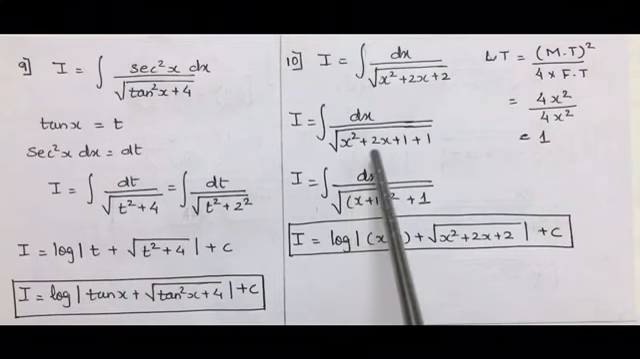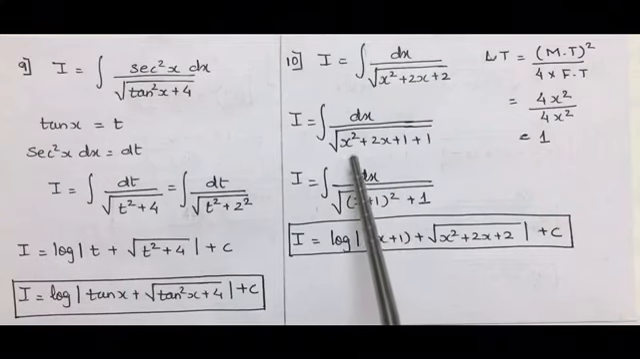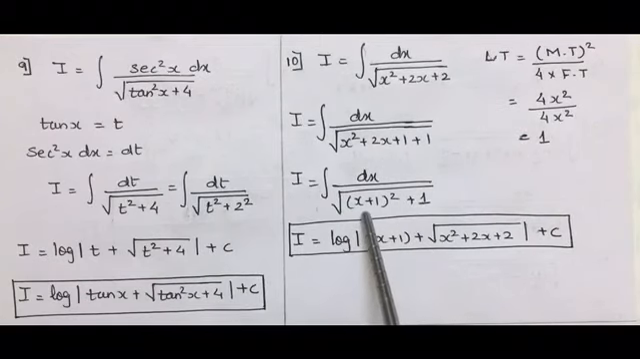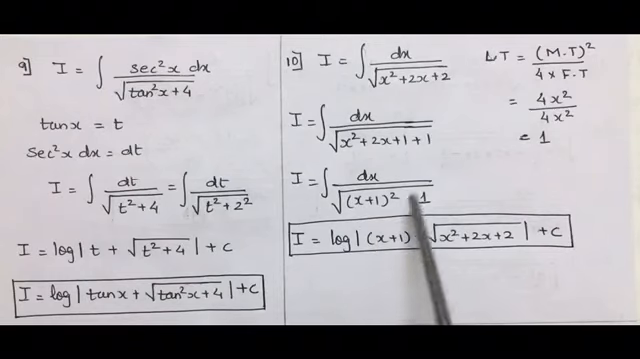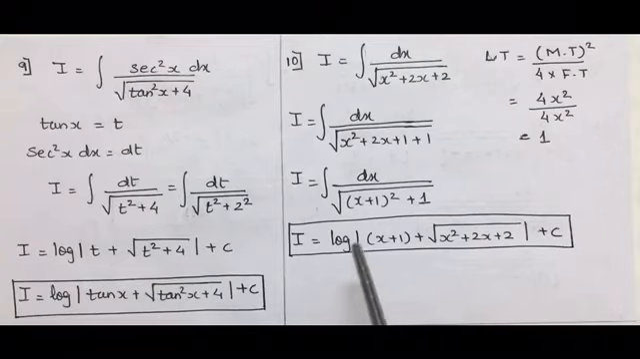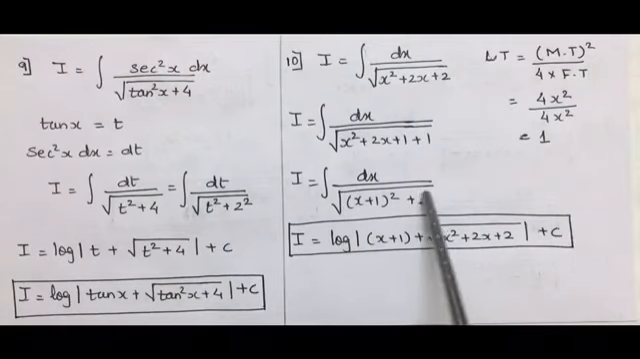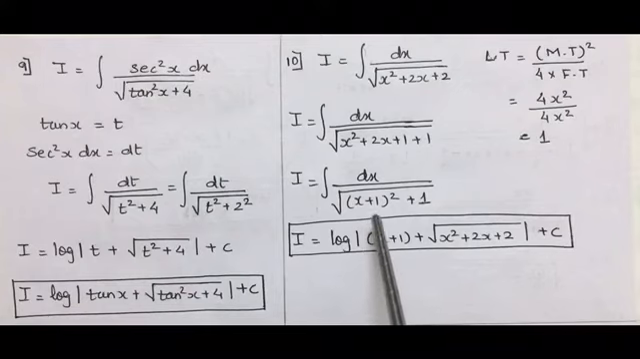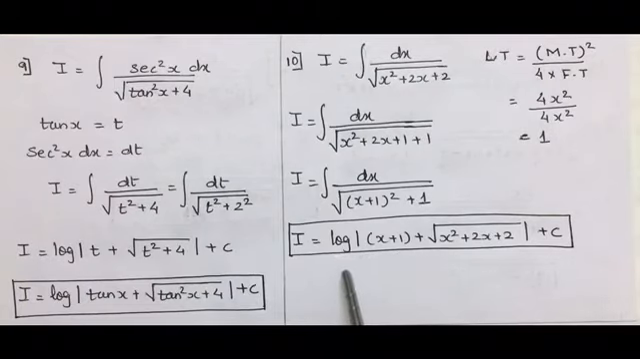Now if you take the first 3 terms, that is x square plus 2x plus 1, it gives a perfect square as x plus 1 whole square, plus 1 remains as it is. Now taking up the standard integration of 1 upon root of x square plus a square, the integration is log of x plus under root x square plus a square. So instead of x here we have x plus 1. So wherever x is there, keep x plus 1 there.